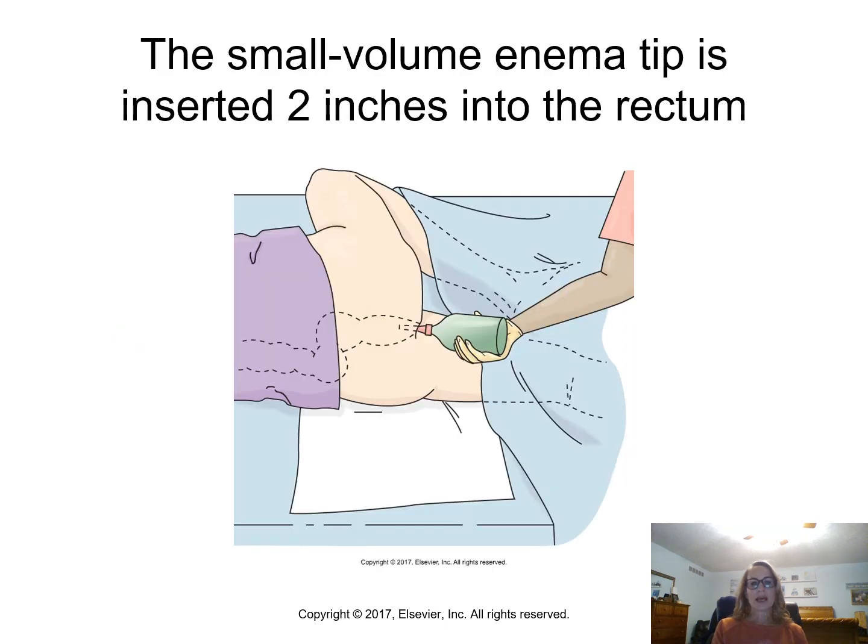The small volume enema tip, you've seen these probably in drugstores, is inserted 2 inches into the rectum. This person is in Sims position, and there is a chuck underneath them.